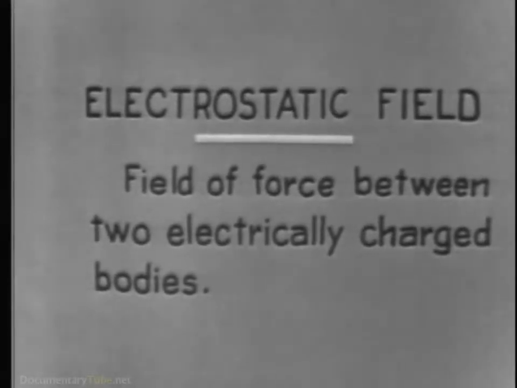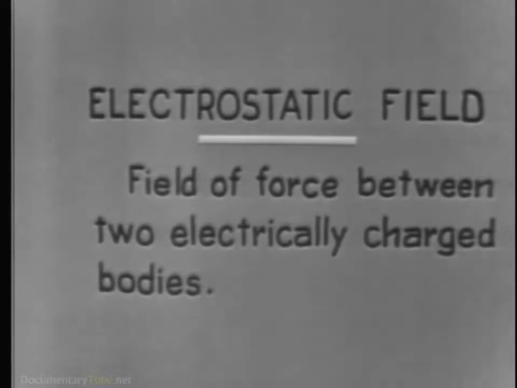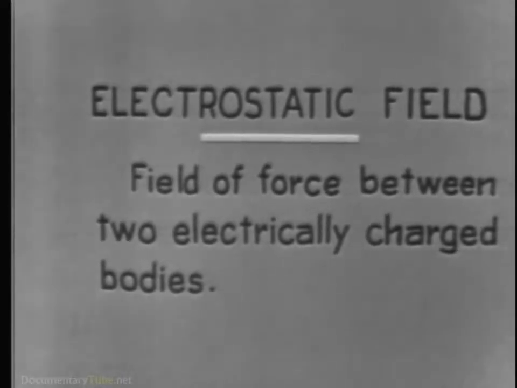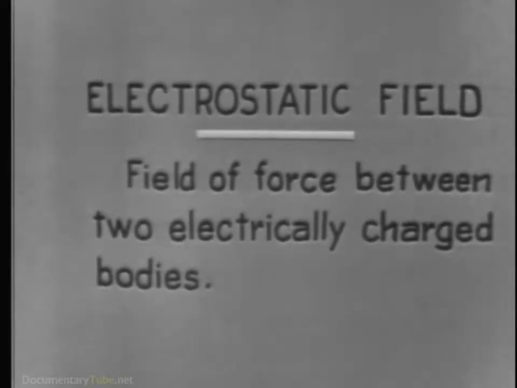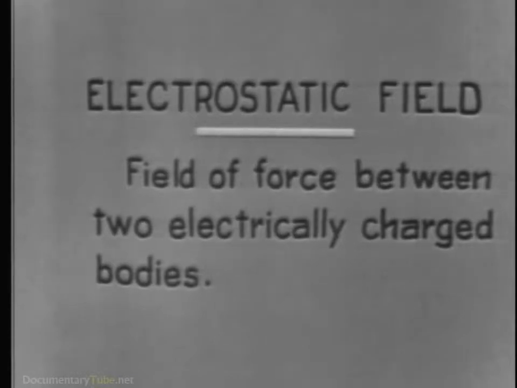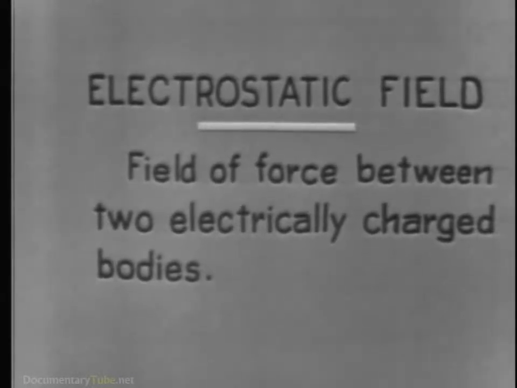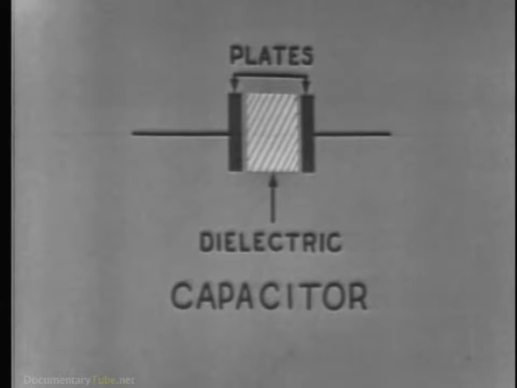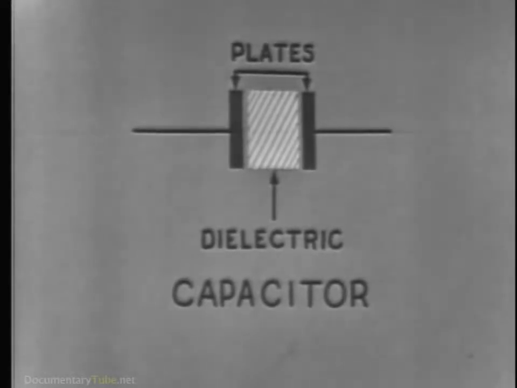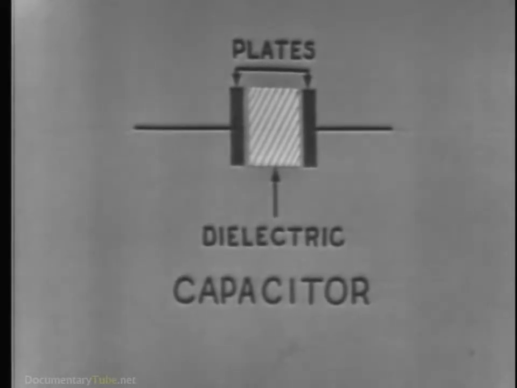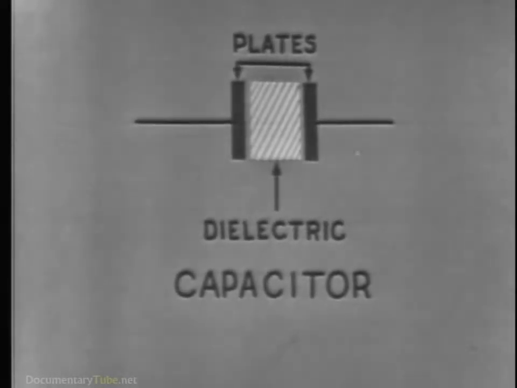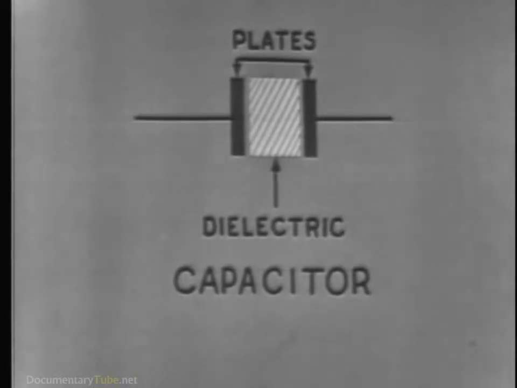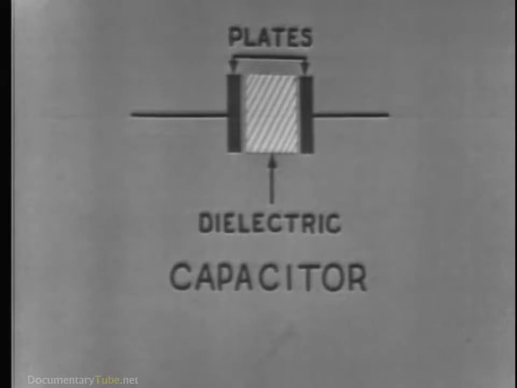An electrostatic field can be defined as a field of force between two electrically charged bodies. This definition gives you an insight as to the construction of a capacitor. The capacitor will appear in many varied shapes and sizes. But regardless of its physical size or shape, you can be sure that it consists of two plates separated by a dielectric.